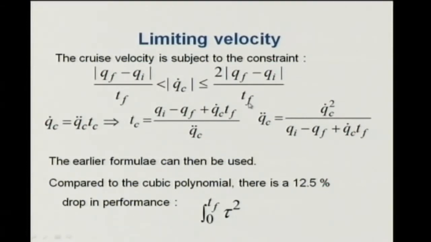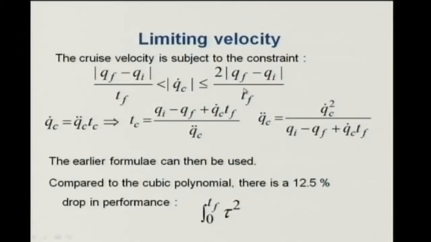Okay, what happens if it goes the other side? If it goes leftward? If this is not satisfied, then it will not reach in the time Tf. It will not reach Qf. And if it is this, you are asking for too high a velocity, right? It will cross. You basically have a 0 constant velocity phase. So this is outside feasible ranges.